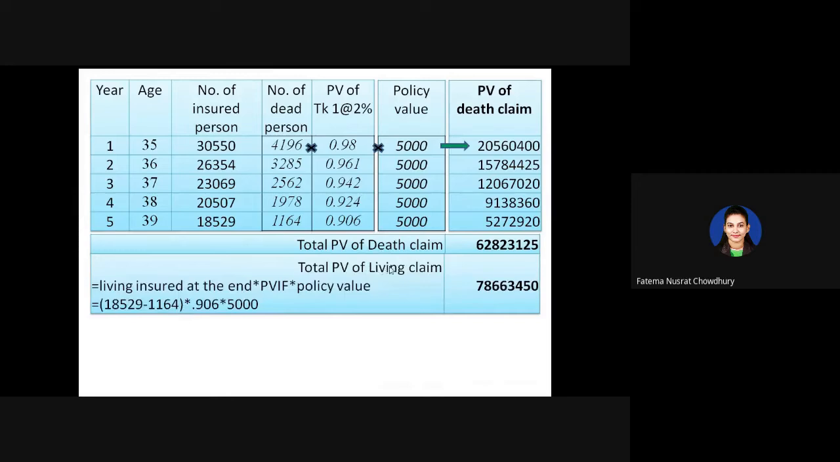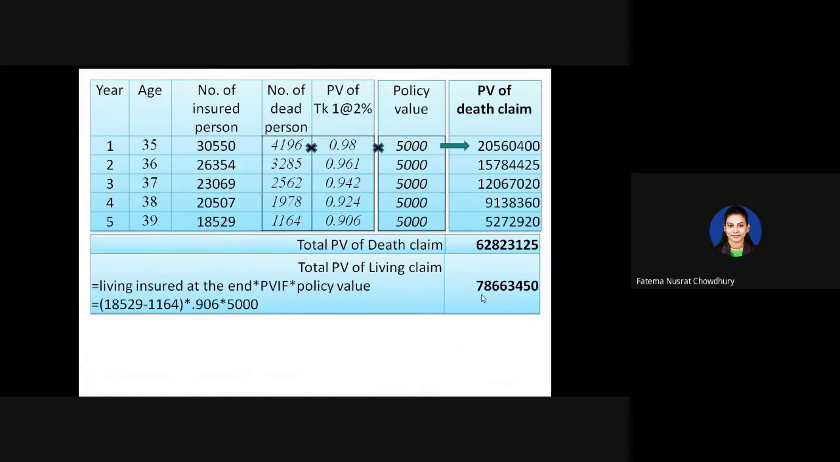Whenever we are talking about the living claim, we will calculate based on the last year. For this math there are 5 years, so we take the information from the last year, and we calculate the number of insured living at the end of the period. From the portion we can see that at the end of the fifth year, the number of insured alive is this figure minus this figure, because these are the total number of insured at the beginning of the fifth year and the total number of dead persons at the end of the fifth year. So if we subtract these items, we get the number of alive persons after the certain time period, like 5 years. Along with that we are multiplying the PVIF value and the policy value for the last year, and thereafter we get the total PV of living claim.